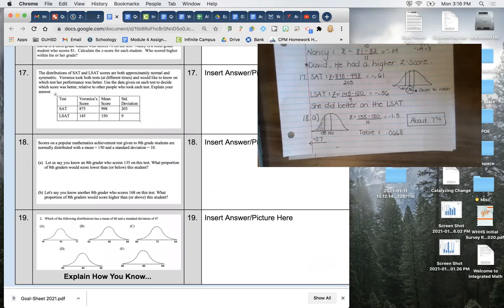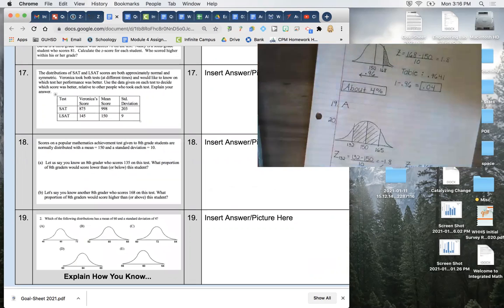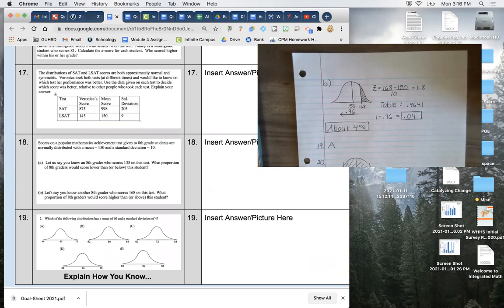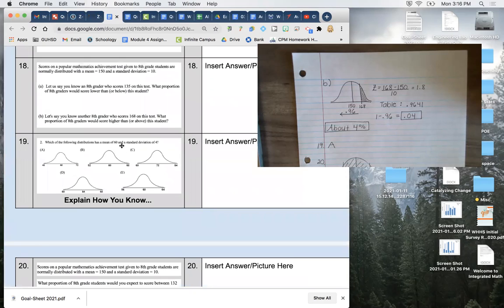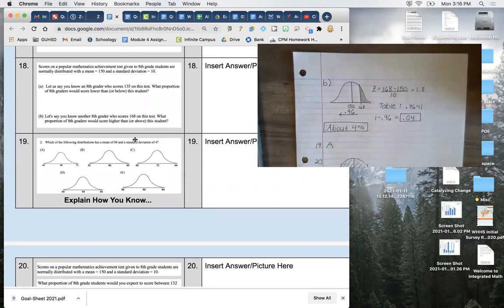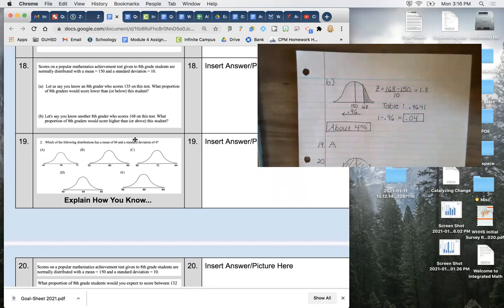Moving on to number 19. Number 19 actually appeared on a quiz last quarter. I grabbed that one. I love this one. It says, which one of the following has a mean of 60 and a standard deviation of, whoops, I'm sorry, I did not do part B. So I'm going to do part B really quick.